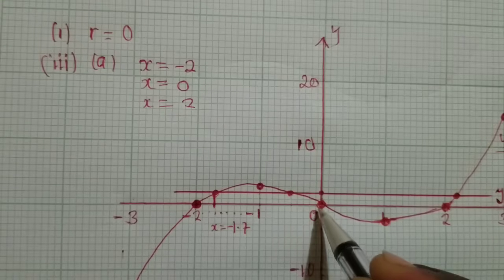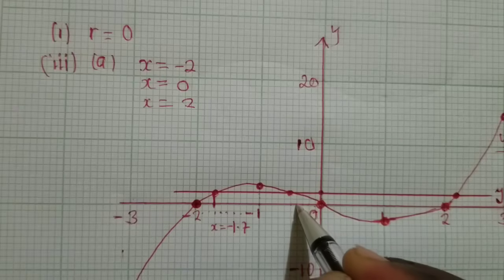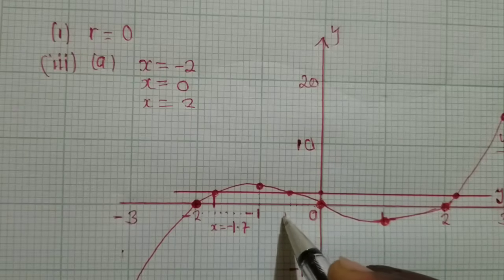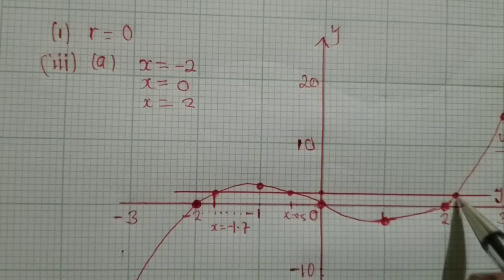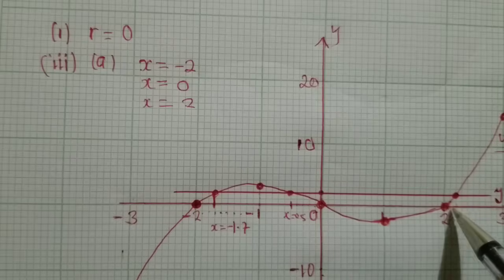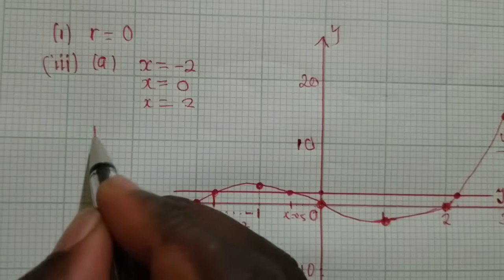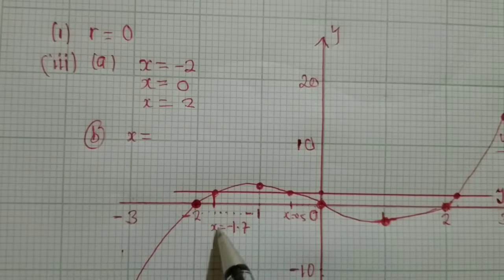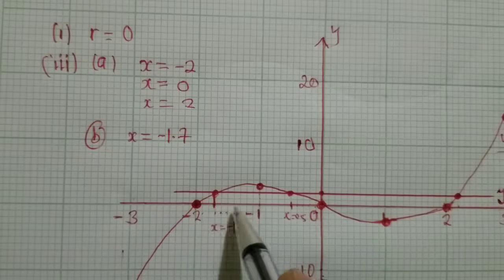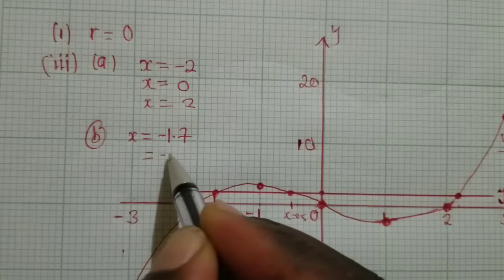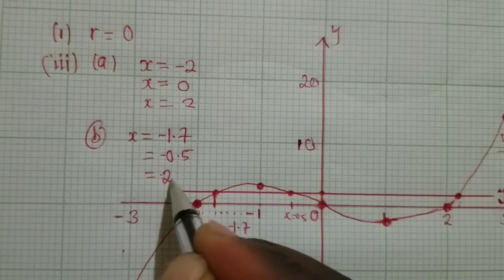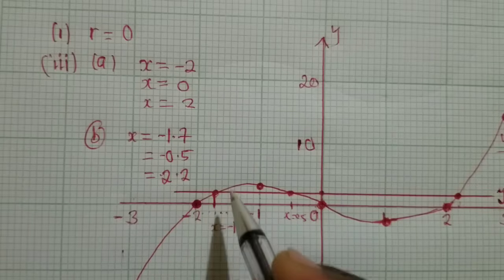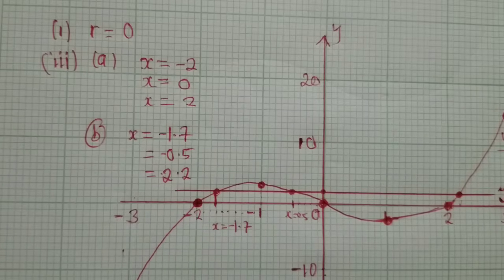What about here? This is 0, 0.1, 0.2, 0.3, 0.4, 0.5. So this is negative 0.5. That is the x value right here. What about here? This is 2.1, 2.2. So for B you write x is equal to negative 1.7 here, and here it's negative 0.5, and here it will be 2.2. So these are the values, or the solutions, to this question.